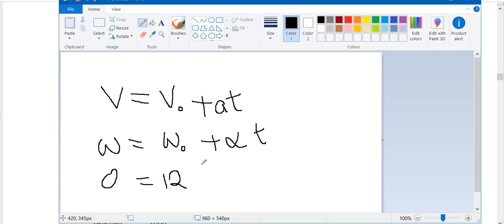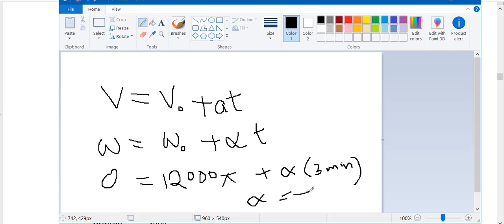And then what is omega naught? Omega naught, if you remember, is 12,000 pi, and then plus alpha, and then t is 3 minutes. Then we can solve for alpha. Now alpha will be a negative value, negative because it is a deceleration. It is not acceleration, it is deceleration.